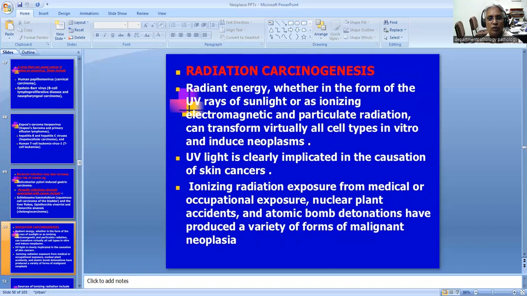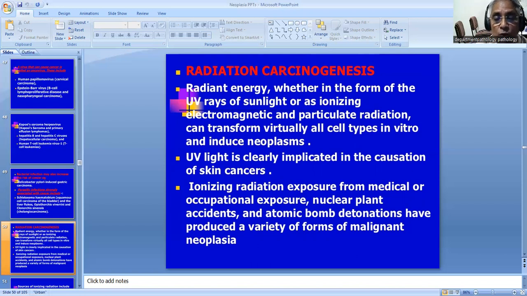neoplasia. UV light is closely associated with the causation of skin cancer, especially in white-skinned people, mainly basal cell carcinoma many times. Ionizing radiation exposure, either from medical sources or occupational hazards, nuclear plant accidents, and atomic bomb detonations, has produced a variety of forms of malignant neoplasia.